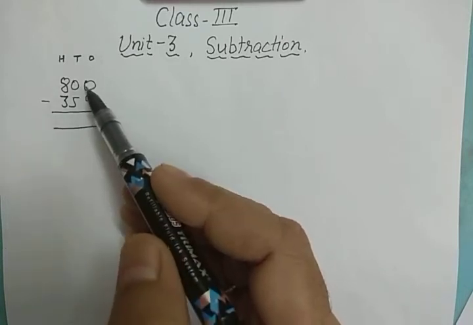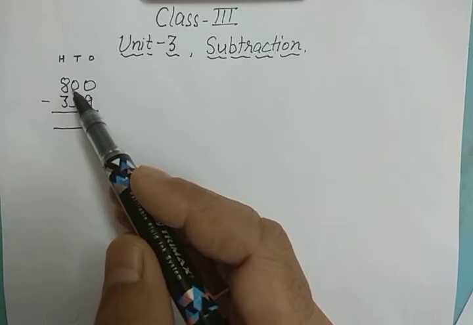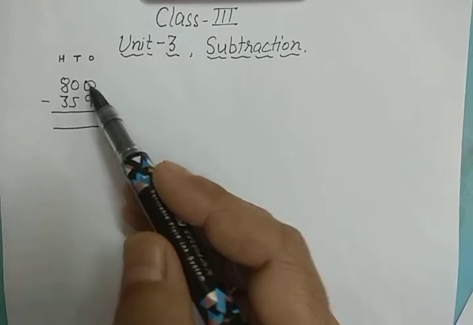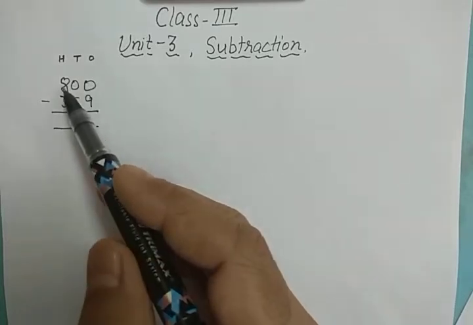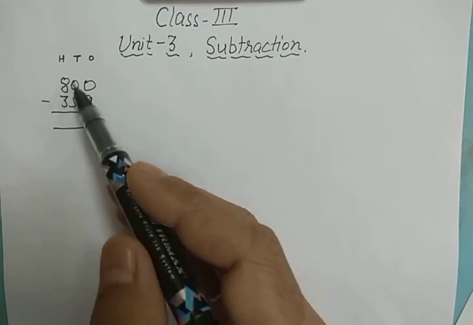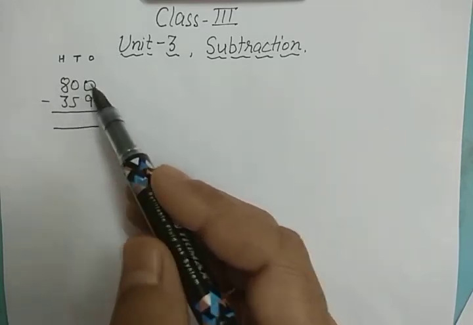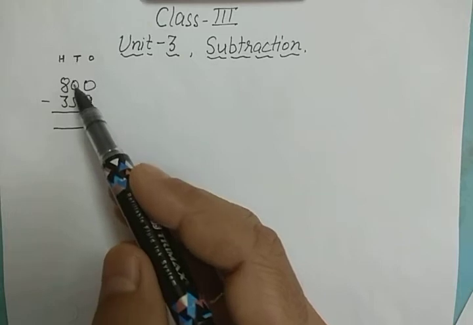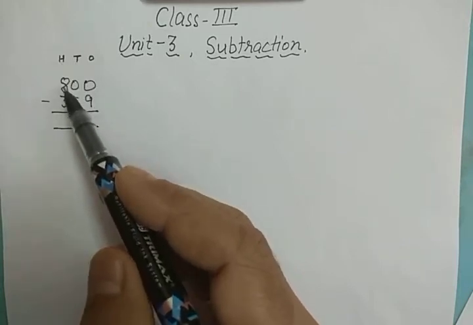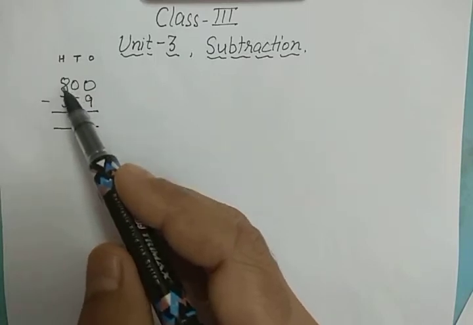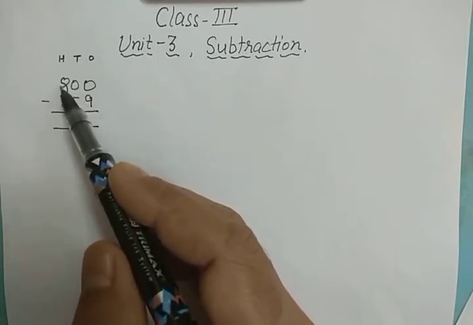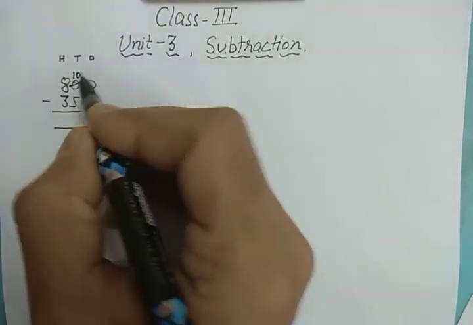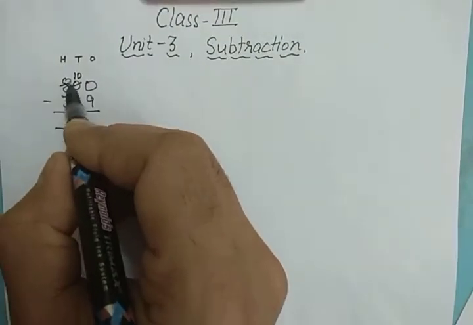So first of all we have to borrow from here, but here there is nothing. 0 means nothing. So this 0 has nothing to give to this 0. So first of all we have to borrow from this number, because here is nothing to give to this ones place. So first of all this 0 which is at tens place has to borrow from this 8 which is at hundred place. So when this 0 borrows from this 8, it will become 10. And what will be left over here is 7.